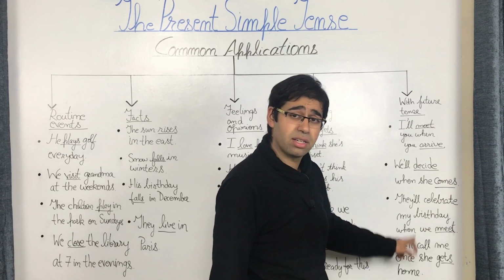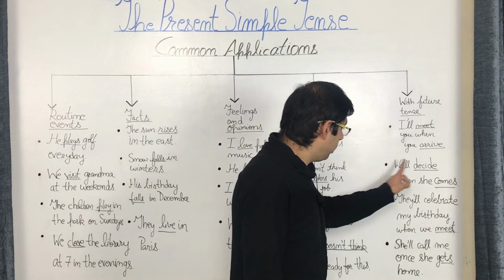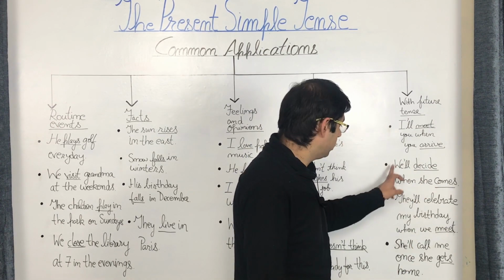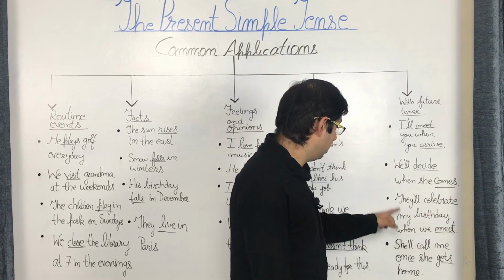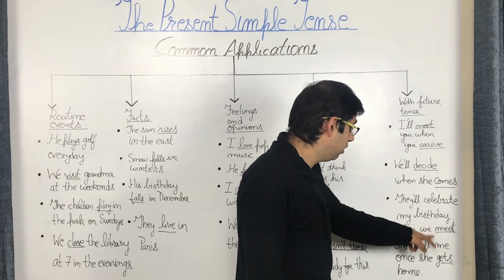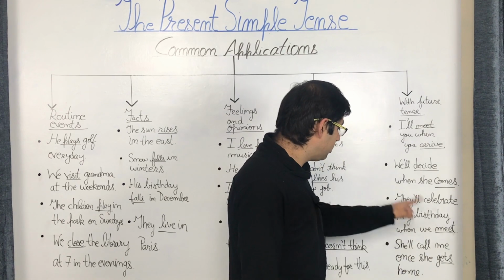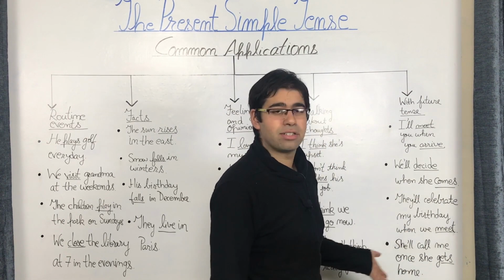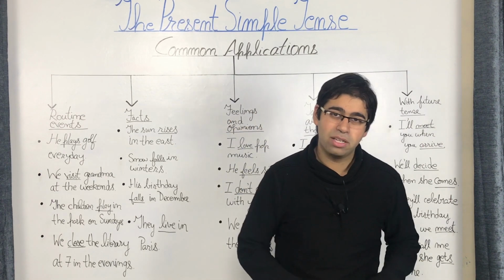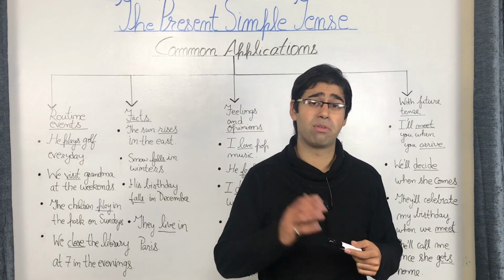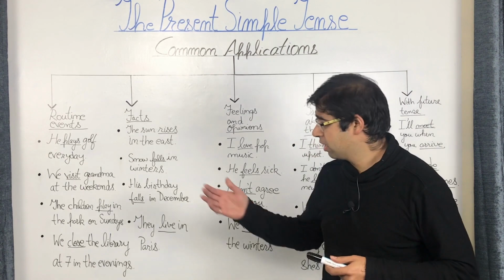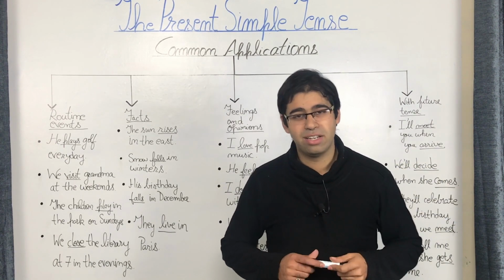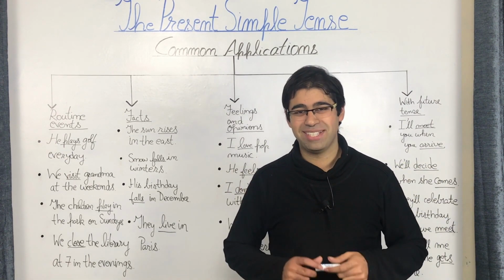Consider these sentences again. You'll see what I'm talking about. We'll decide when she will come. No, we'll decide when she comes. Similarly, they'll celebrate my birthday when we will meet. No, rectify that. They'll celebrate my birthday when we meet. And it goes on in the same fashion. So these are the common applications of the present simple tense. Hope you found them useful, and I also hope these examples were quite handy. And now finally we move on to the advanced uses.